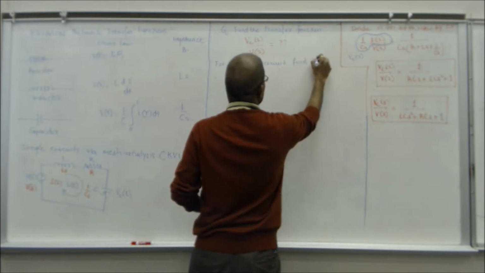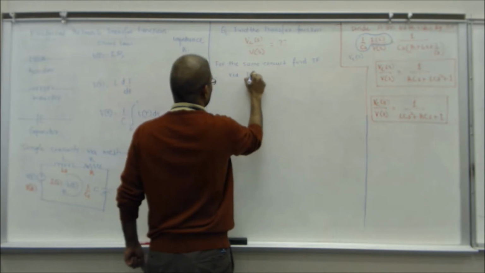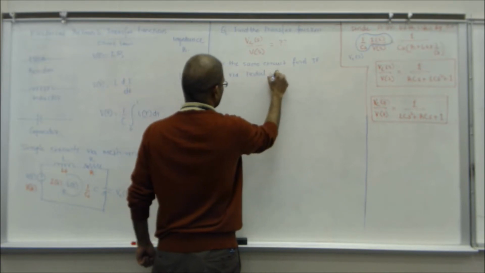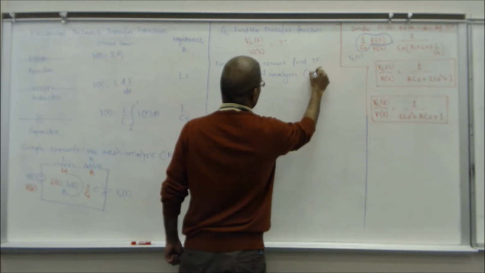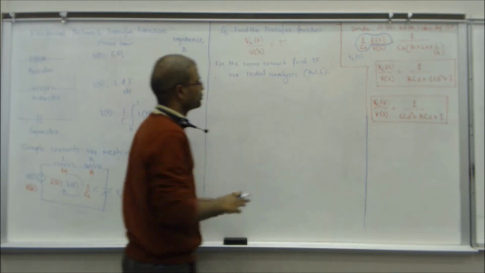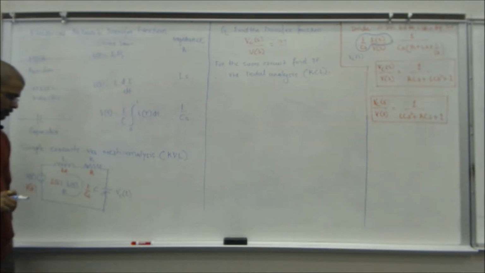Find transfer function via nodal analysis. And this is Kirchhoff's current law. So what does Kirchhoff's current law say? The sum of the currents entering a node equals the sum of the currents leaving. Right. So if you pick any node, the sum of the currents entering that particular node is equal to the sum of currents leaving that node.